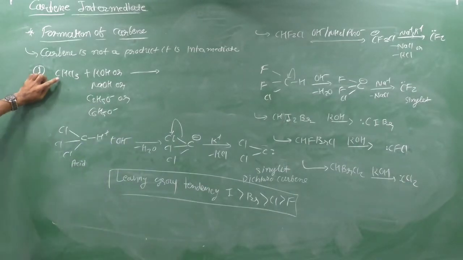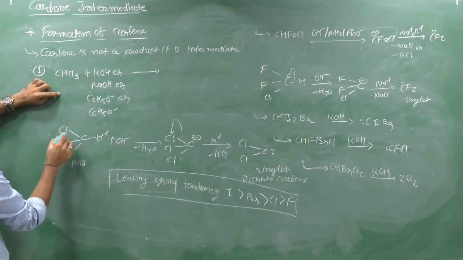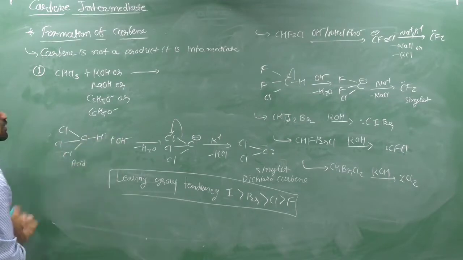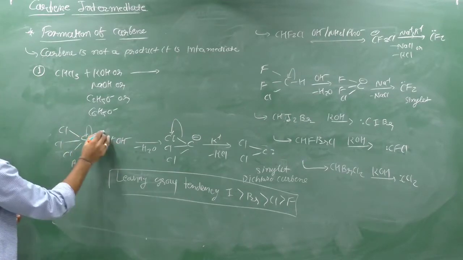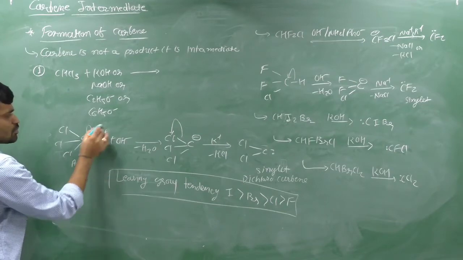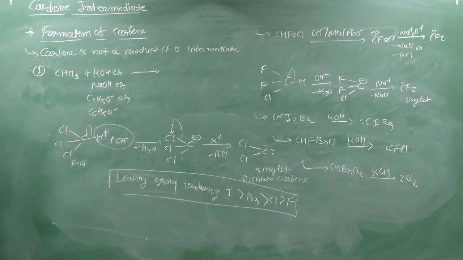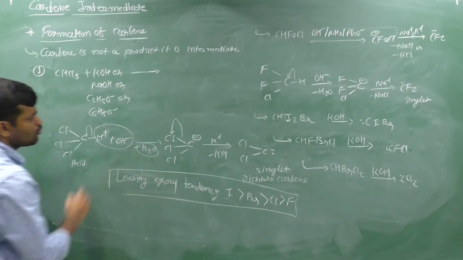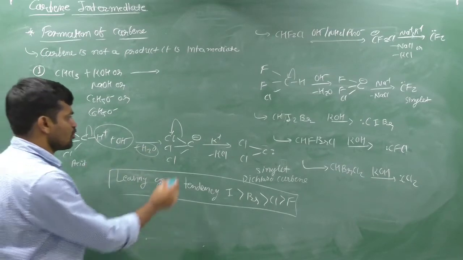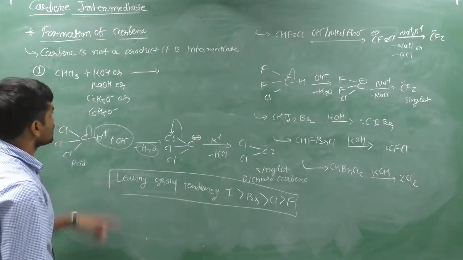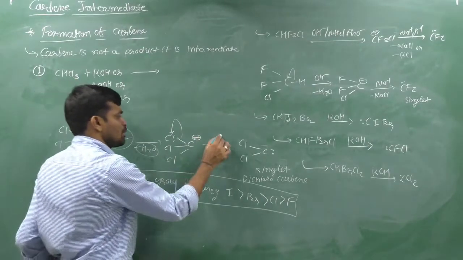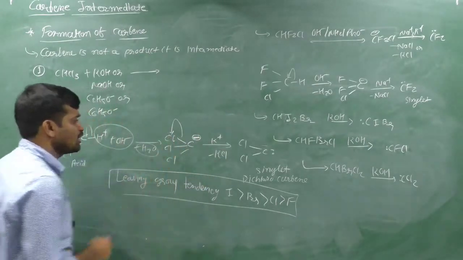First of all, we draw the chloroform like C, Cl, Cl, Cl and H. Generally, carbon attracts the electron pair from the hydrogen, and this H plus and OH minus from the base connect to form H2O, and it is released in the form of C minus carbanion.